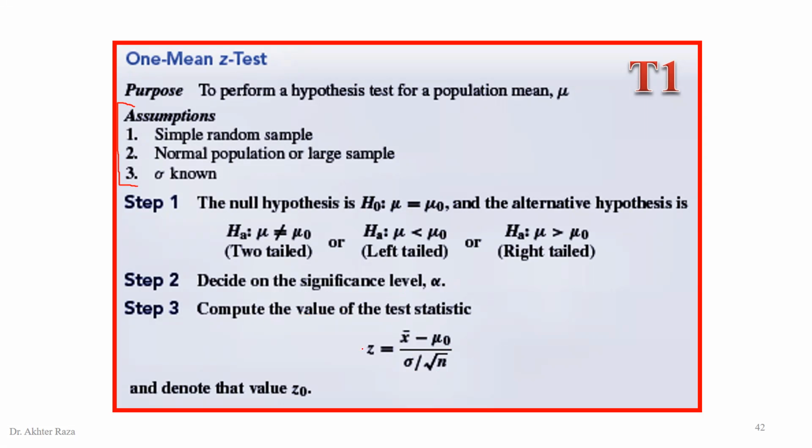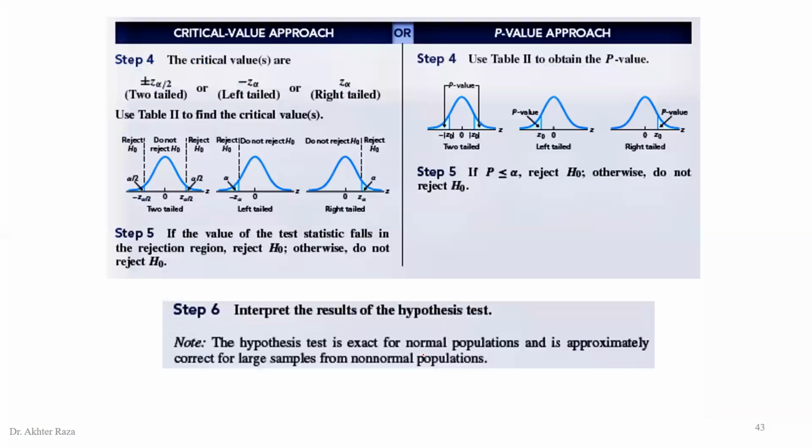Then you have to compute Z statistics if the population standard deviation is known. If the population standard deviation is unknown, you can use the T statistics. These are the steps of the critical region approach, and these are the steps of the p-value approach. I am not considering step number 4 of the p-value approach. We will consider it using software, but here we are using this step.